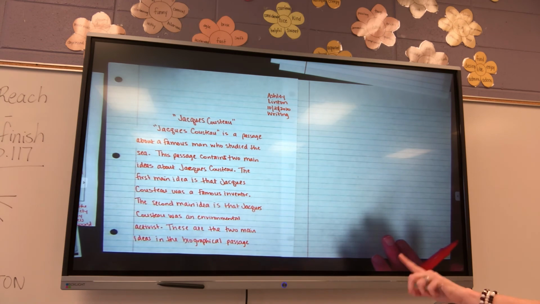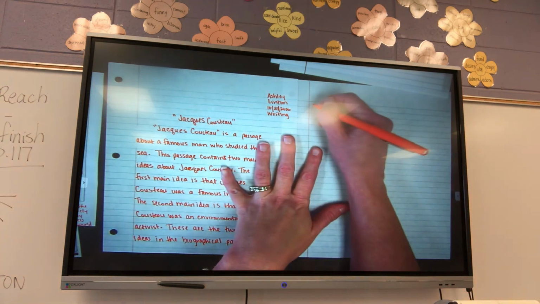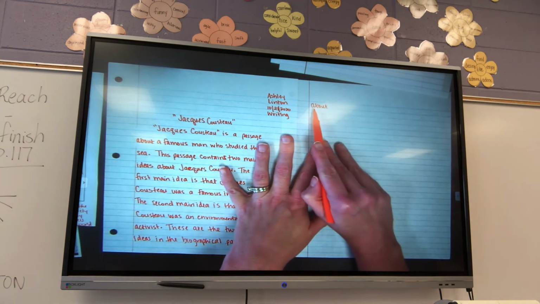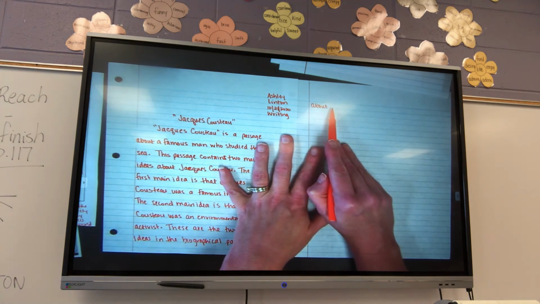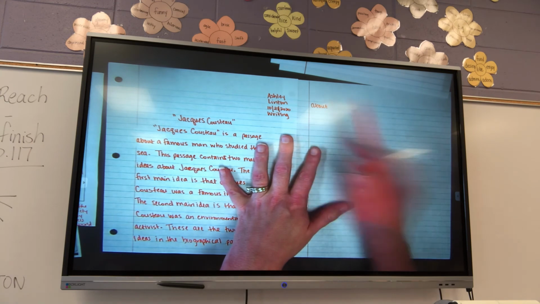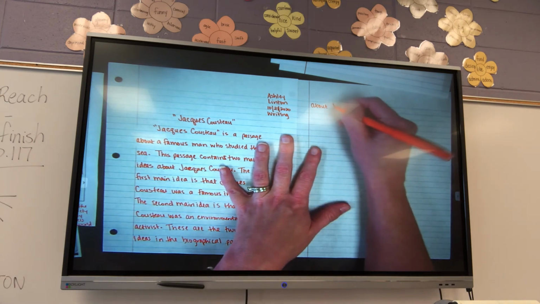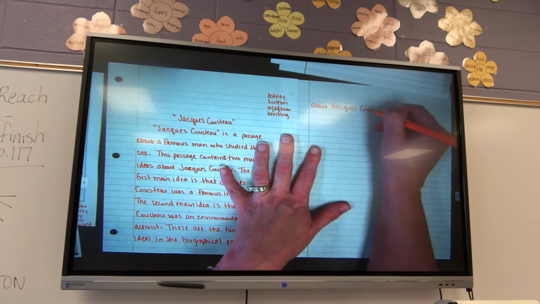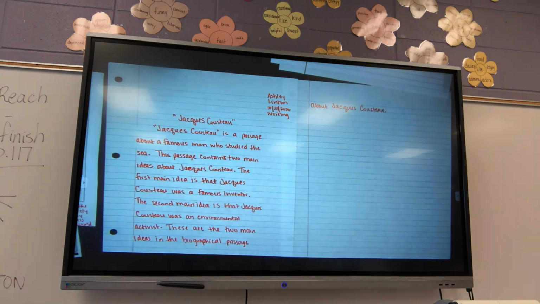Alright, so these are the two main ideas in the biographical passage about, and I'm going to come all the way to the top line of the second page to start that. Okay? And so that is my introductory paragraph.